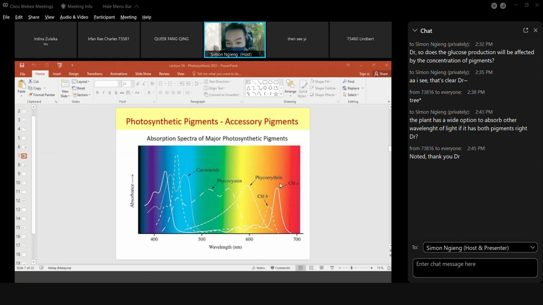Before this, most plants normally have chlorophyll and also carotenoids, right? But these two other components are normally found only inside algae and also cyanobacteria. So if one day your tree can also have this pigment inside the tree, then yes, the tree will also be able to absorb this range of light. So the more the better.